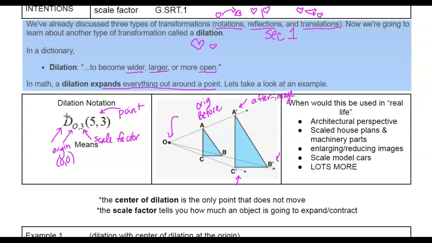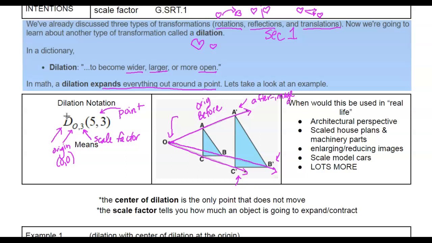Notice if we are dilating triangle ABC about the point O, when you dilate each point individually from point O, you can still connect them on the same line. That's going to be an important feature, especially when you go to work backwards to find that point of dilation, because sometimes that's not given.